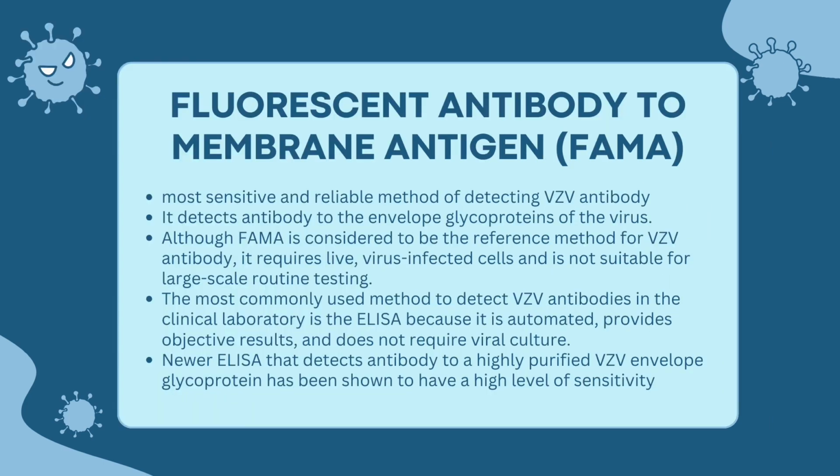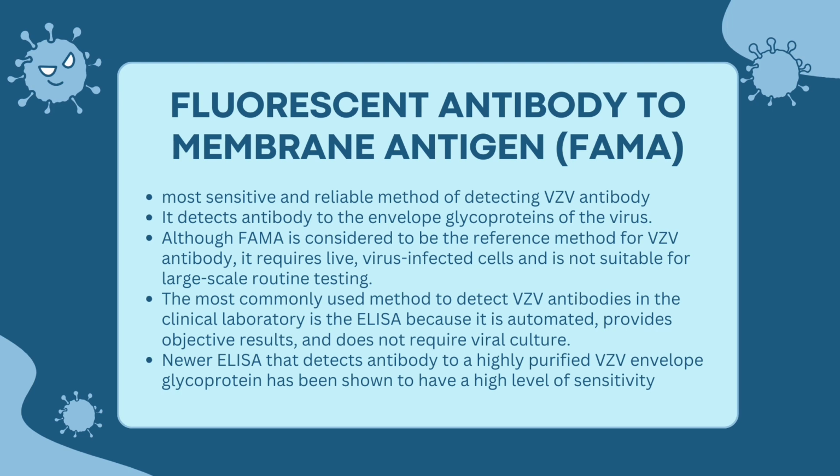Fluorescent antibody to membrane antigen, or FAMA, is a fluorescent test and the most sensitive and reliable method of detecting VZV antibody. It detects antibody to the envelope glycoproteins of the virus, and FAMA is considered to be the reference method for VZV antibody. It requires live virus-infected cells and is not suitable for large-scale routine testing.